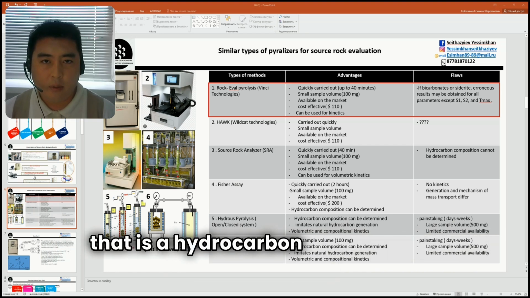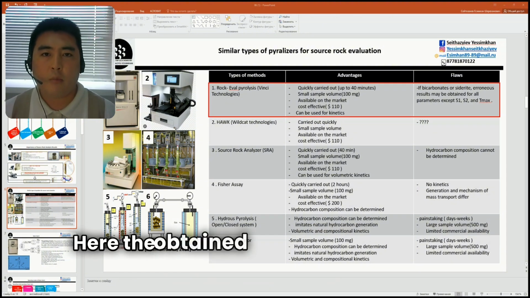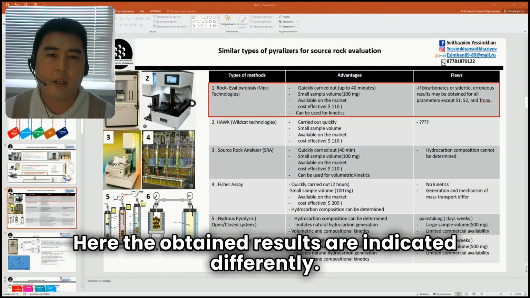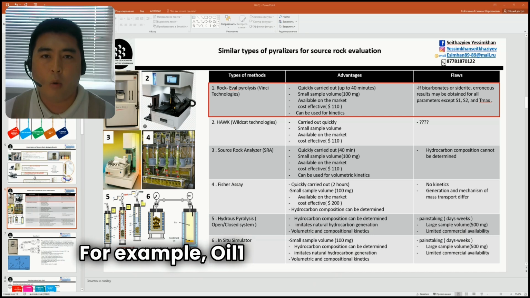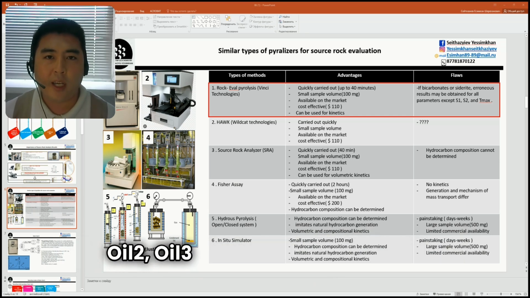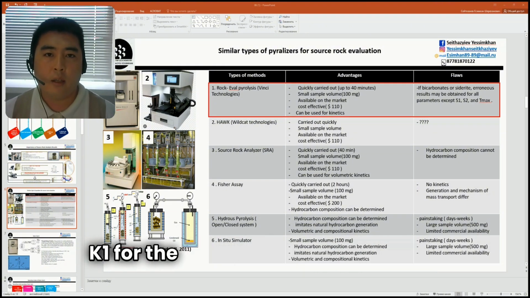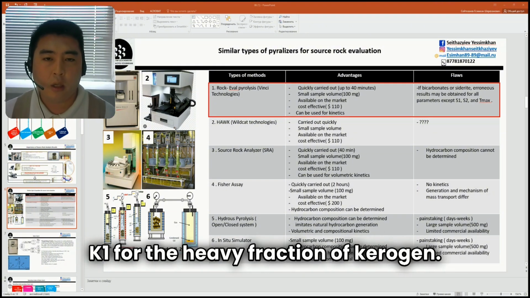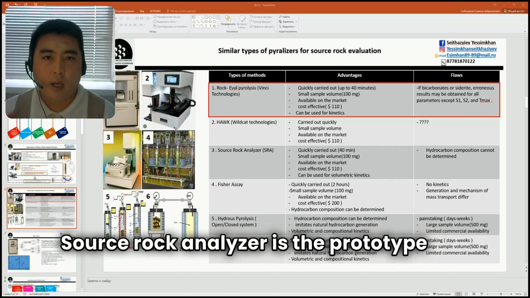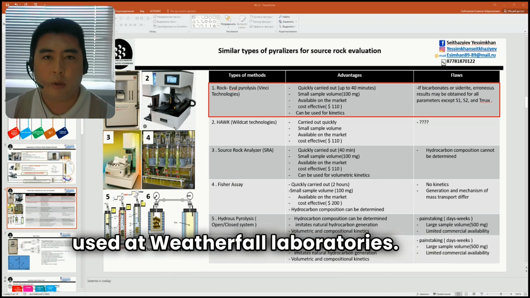That is a hydrocarbon analyzer with kinetics. Here, the obtained results are indicated differently. For example, oil 1 for the light fraction, oil 2, oil 3 for middle fraction, and K1 for the heavy fraction or kerogen. SourceRock analyzer is a prototype tool that is being used at Reservoir laboratories.